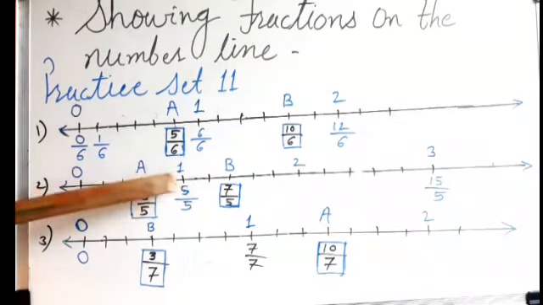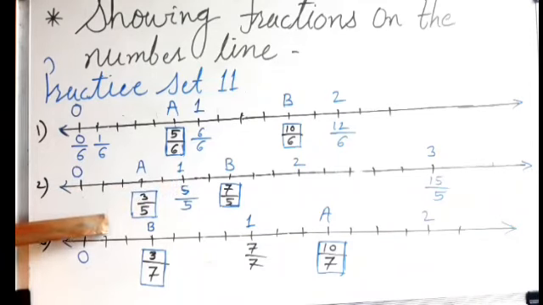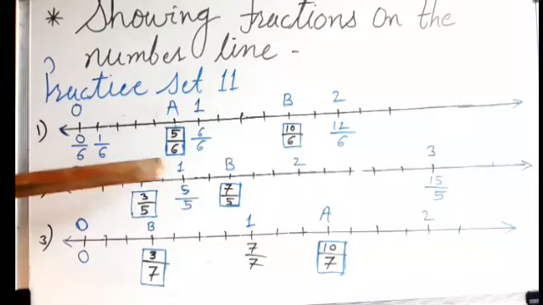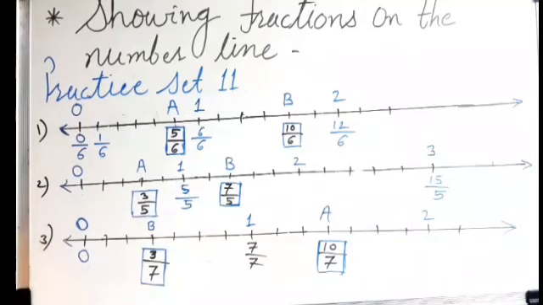Here from 0 to 1, the 5th line was showing the first unit, 1. That means the denominator is 5. Here from 0 to 1, 6 lines were there. So we have taken 6 as the denominator. So it is very easy. Just go on increasing the numerators. Denominators will be the same.